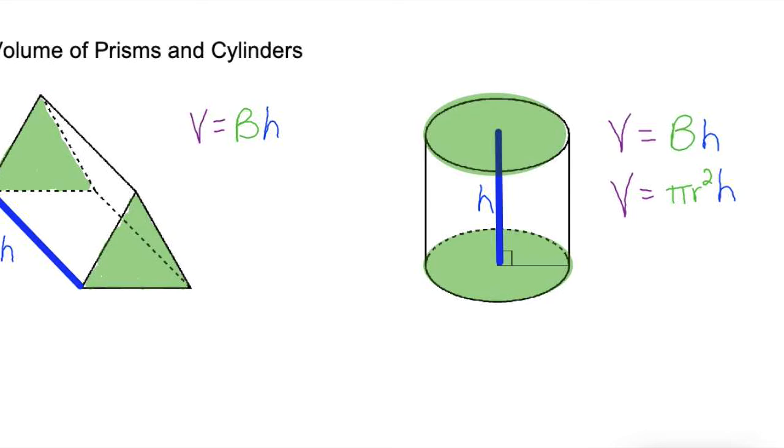So in looking back over these, let's shade both bases for these figures. If you notice on the triangular prism, the bases are parallel and congruent. The height is the distance between them. And then for the cylinder, the bases are circles and they are highlighted in green. They are also parallel and congruent. And the height, which is illustrated in blue, is the distance between those parallel congruent bases.